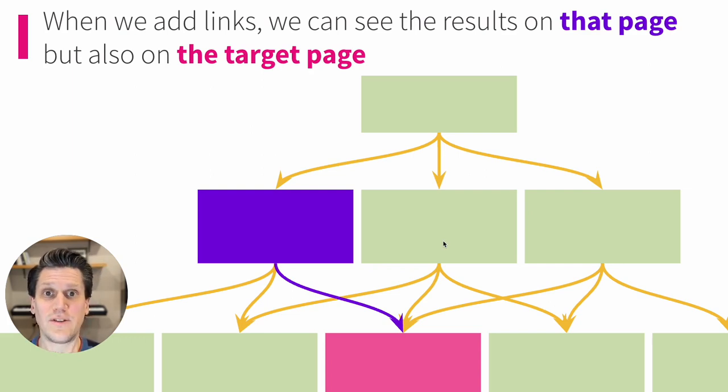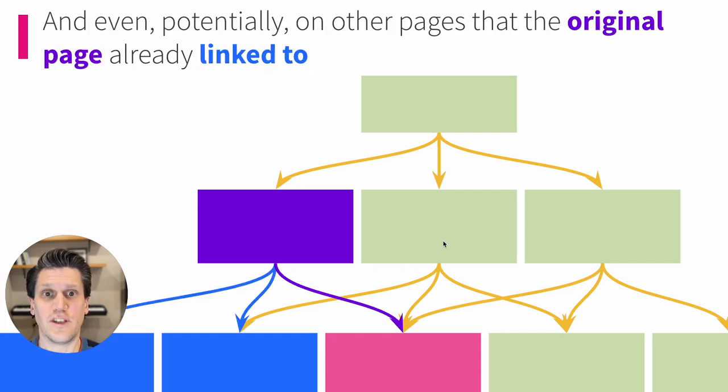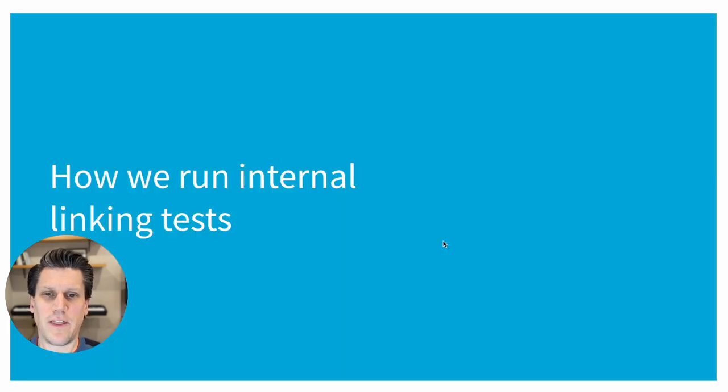And you can also see changes to the pages that used to be linked to, and are still linked to the other links off that page that you're making the change to. So it's a whole bunch more complicated than making an on-page change. So how do we run these internal linking tests?